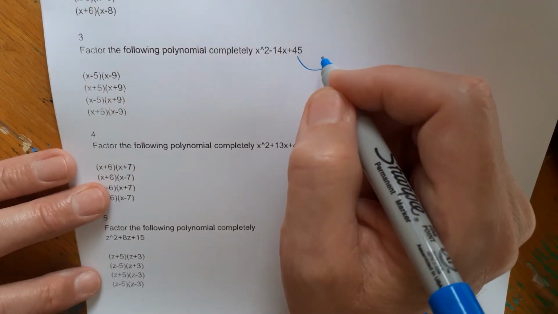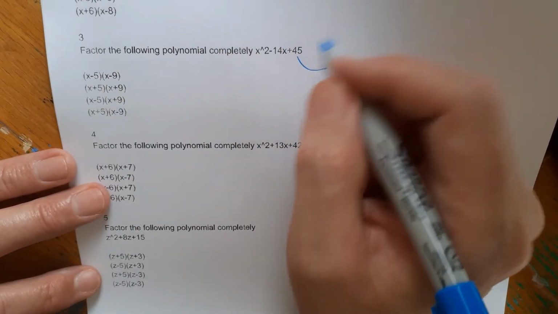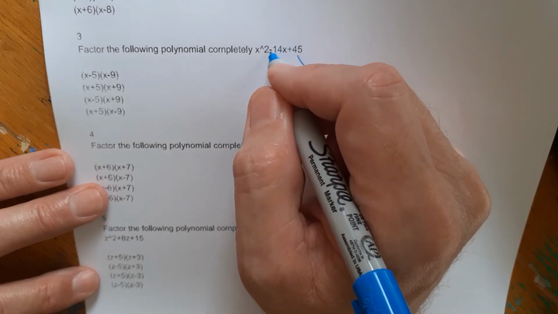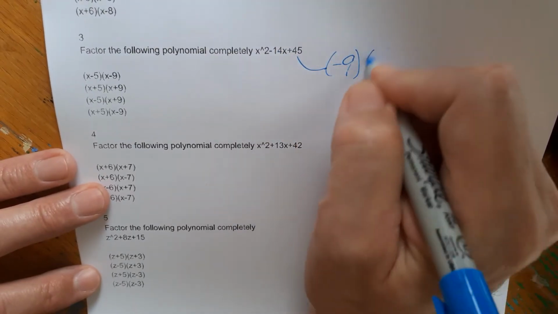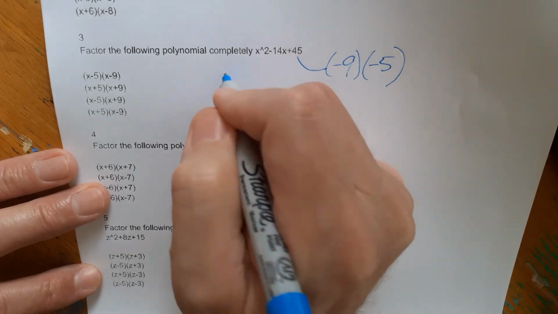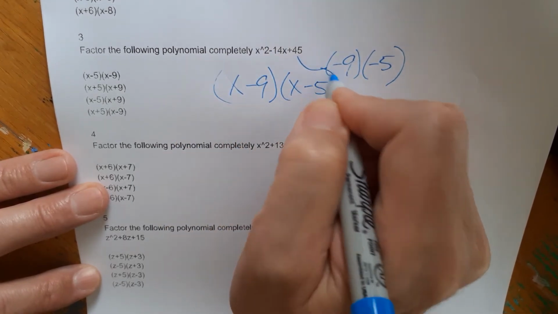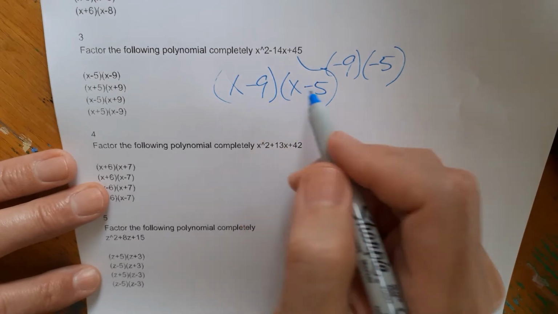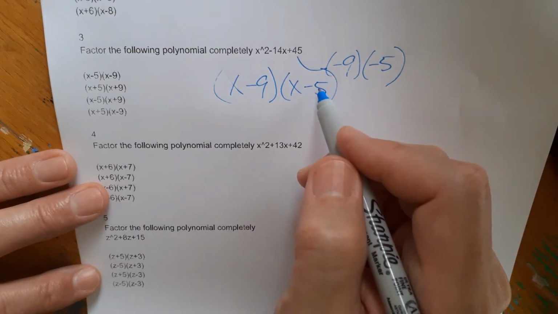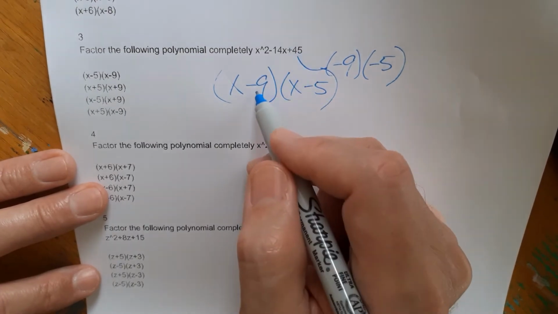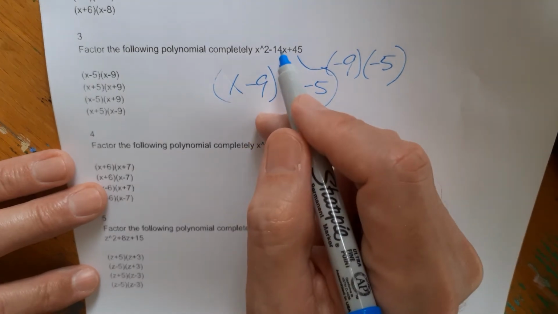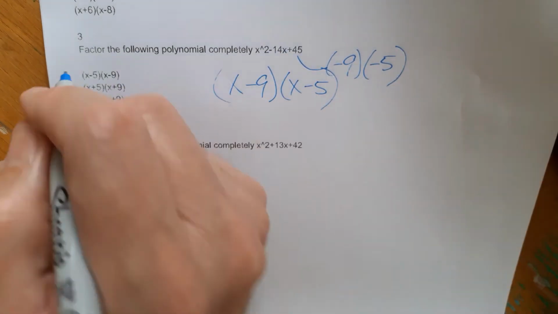All right, what two numbers multiply to 45? 9 times 5. How about that? And they do add to 14. But to get a negative, I need a negative 9 times a negative 5. And I'm going to get x minus 9 times x minus 5. And just to think through it a little, minus times negative is a positive 45, good. And a negative 9x and a negative 5x is a negative 14x.